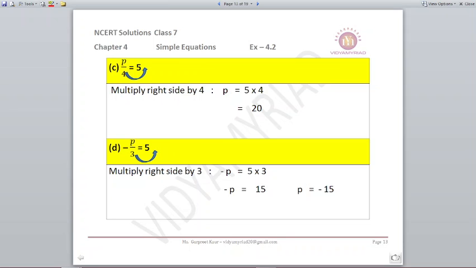Next, minus p upon 3 is equal to 5. 3 will go to the other side and multiplied. So minus p is equal to 5 into 3. So minus p is equal to 15. We never put negative sign with the variable, so you can shift it to the other side. P is equal to minus 15.